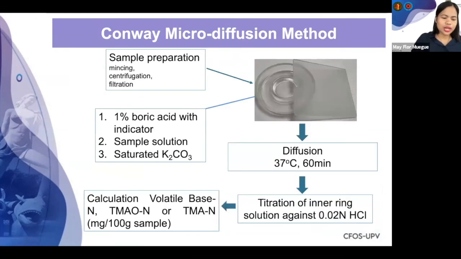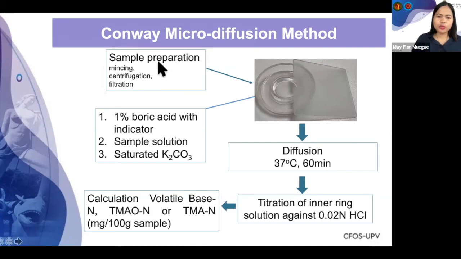Okay, so this one shows the Conway microdiffusion method. Ayan. So we are doing this in the lab. Medyo hindi siya ganun ka-high-tech kasi you will be doing titration afterwards. And from there, you will be able to determine kung ilan yung amount of TMAO in your product, okay, or TMAN. So you will be using this Conway apparatus, no? So it has an inner ring here, and then it has an outer ring.